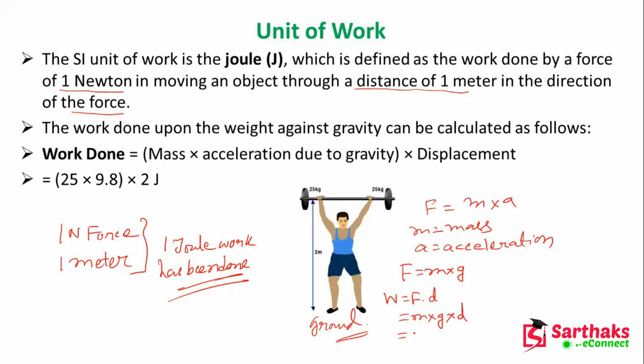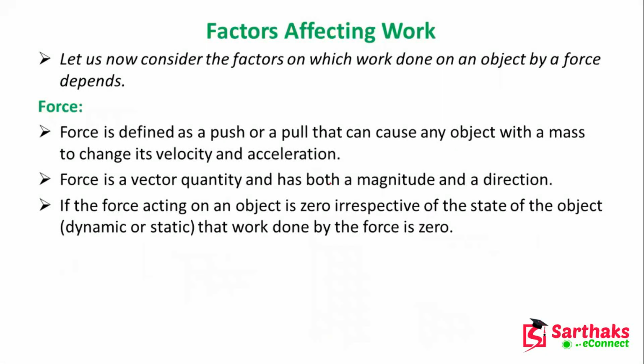So now you can find out the mass. The mass is 25 kg. What is g? 9.8 meter per second square. And what is d? 2 meter. So at that time you can find out the work done, right? Here we have used F into d, or m into a into d, or you can write m into g into d, because here the acceleration a is g. Okay.